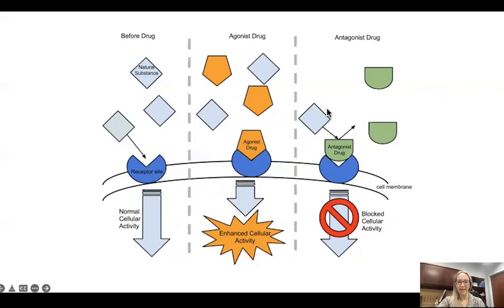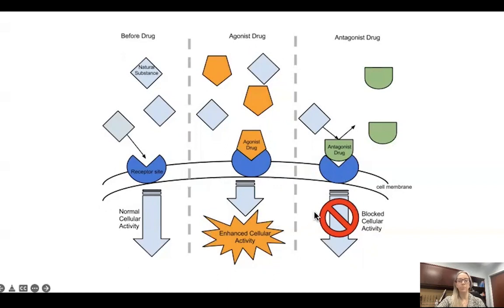And then you have these antagonist drugs, and they come in here and they fit in this, but they don't activate it. They just block it. And so you block all of this cellular activity. And so over here, this would be like your naloxone. And then this would be like your opiate drugs.